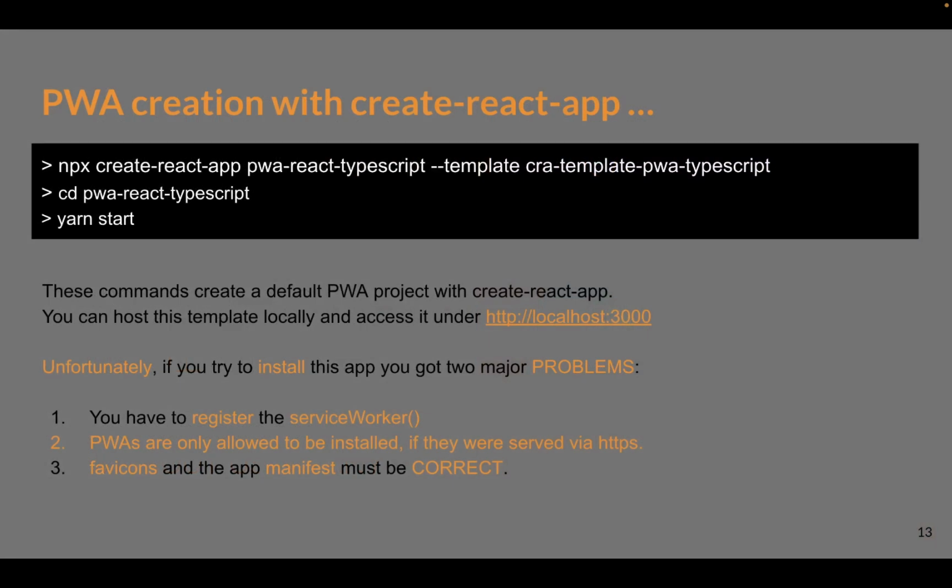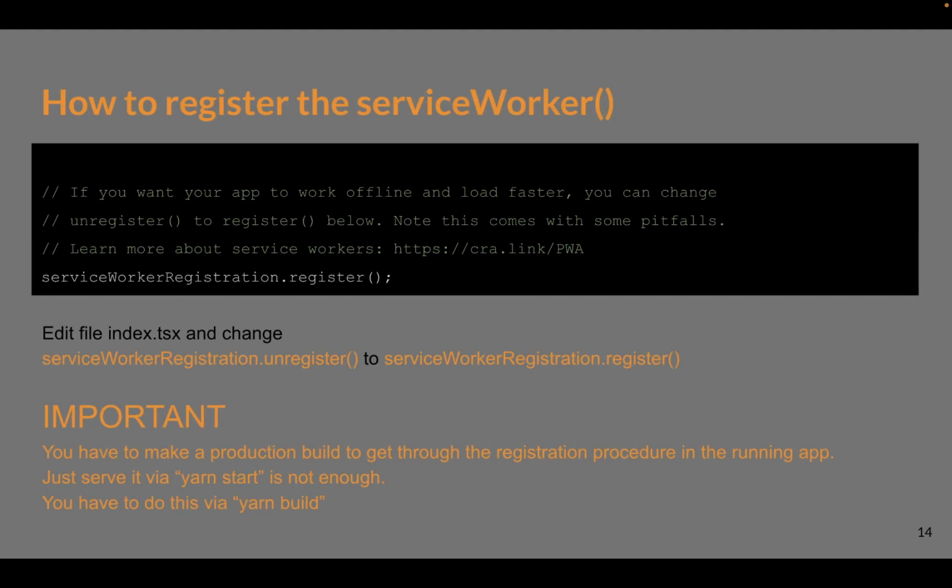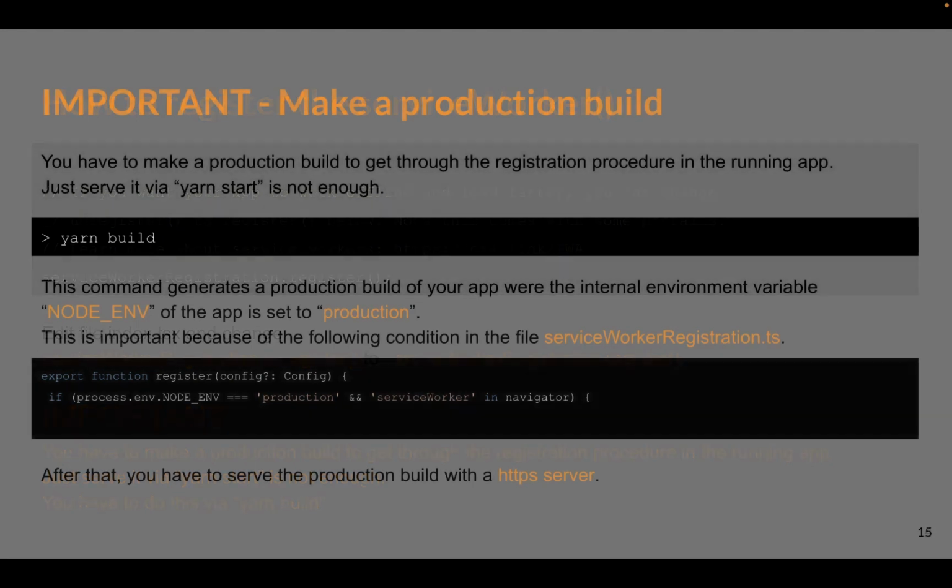Creating the PWA with Create React App is very easy. After setting up your project with npx, you have to register your service worker, set up your favicons in the right dimensions and adapt your app manifest file. You register your service worker by editing the file index.tsx, and change the method serviceWorker.unregister to serviceWorker.register. Then you have to deploy a production build via the command yarn build, and serve this via an HTTPS server. But how do you do this in a local environment?